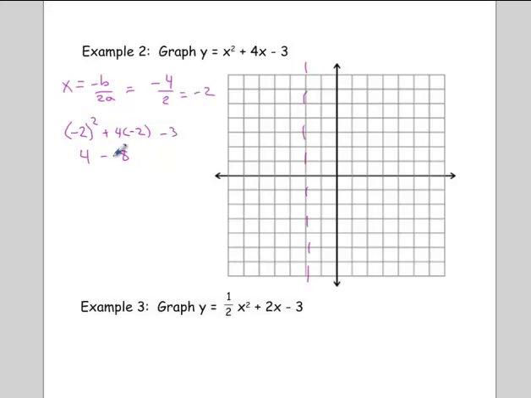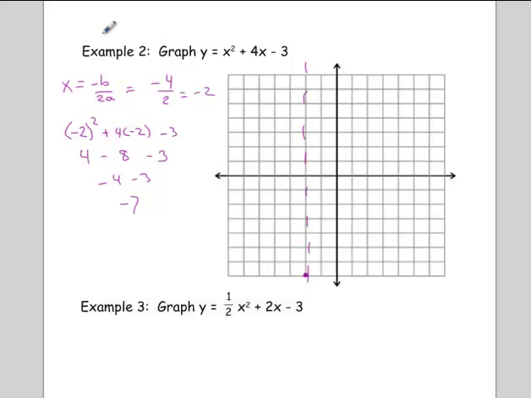Notice I'm not saying plus a negative 8. Adding a negative 8 is just like subtracting. Minus 3. 4 minus 8 is negative 4, then minus 3. Negative 4 minus 3 is negative 7. So I have negative 2, negative 7. 1, 2, 3, 4, 5, 6, 7.